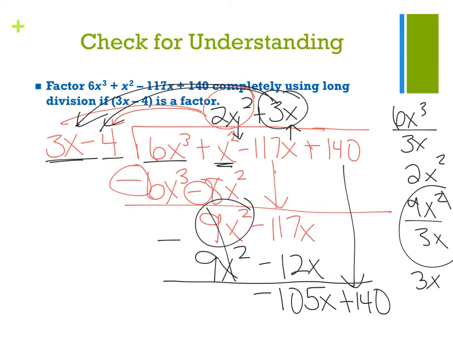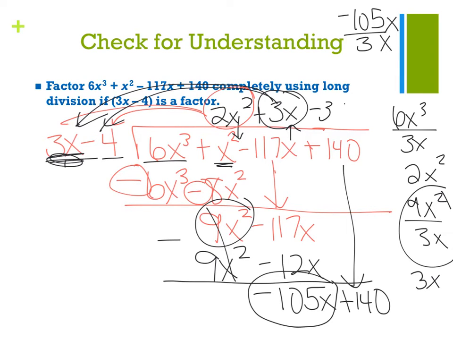And if I divide negative 105x by 3x, that is going to give me a negative 35. Again, negative 105x divided by 3x, the x's cancel, and I get negative 35. My constant aligns right above my constant. So the constant in my quotient, my answer, aligns with the constant in my dividend.